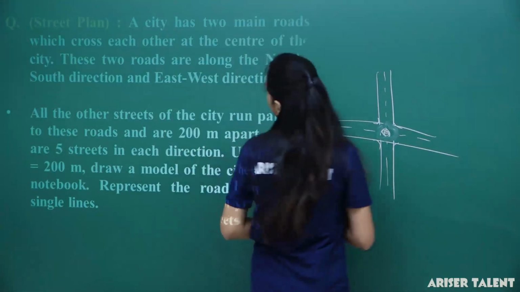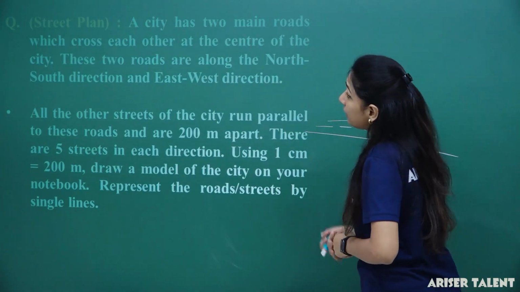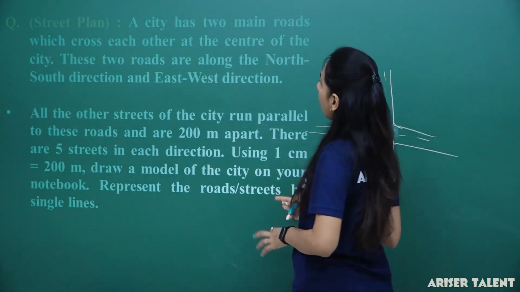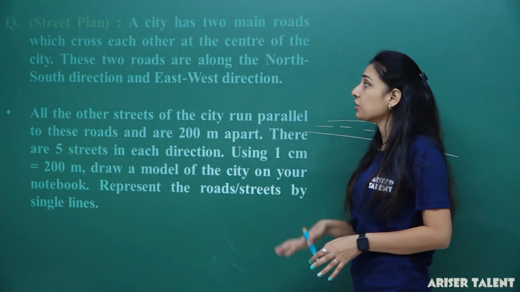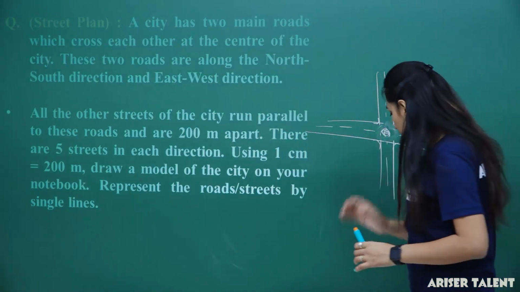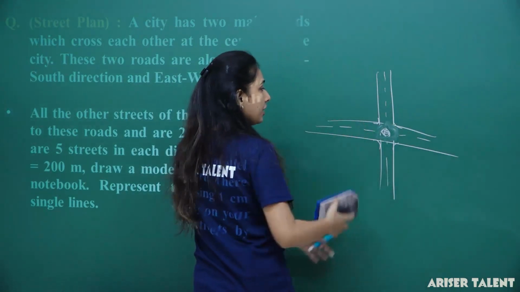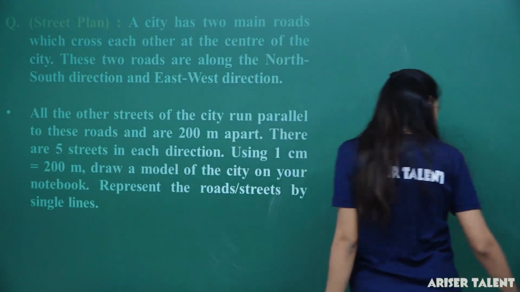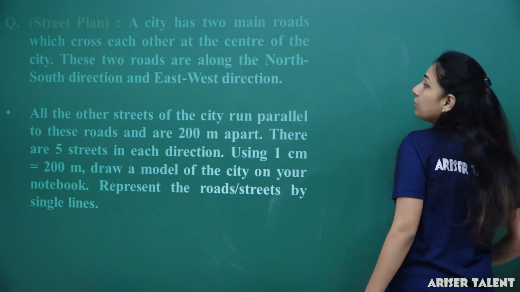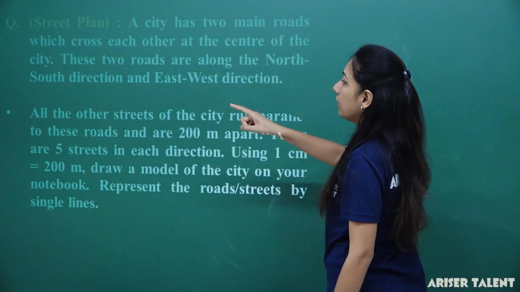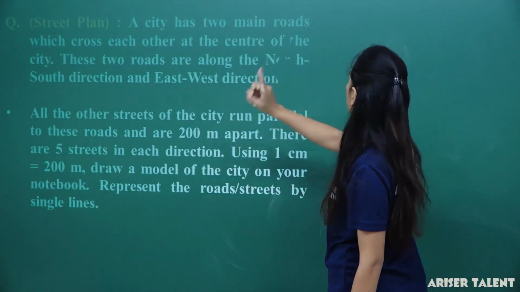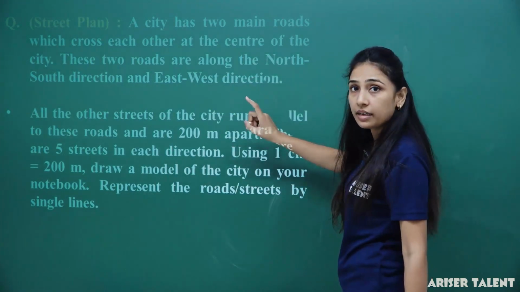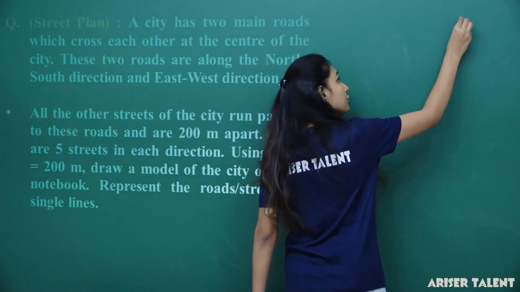Now, it is specified that these two roads run along the north-south direction and the east-west direction. First you can picture it, but I will tell you according to the question. The question is saying that this is north, south, and east, west direction. So help me with the directions.